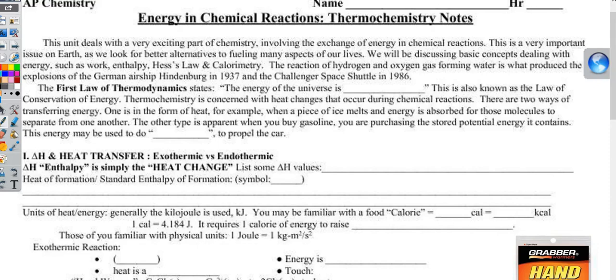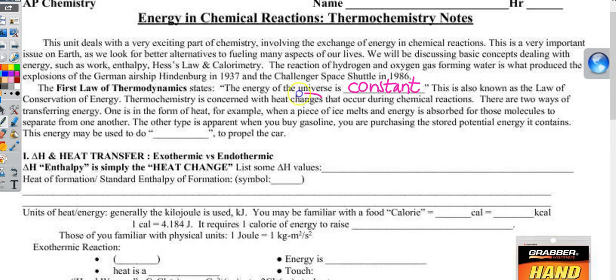So what we're going to start with is, what is this thermodynamics that we're talking about? And there's the first law of thermodynamics. There are actually 3 laws of thermodynamics, but we're only talking about the first law here in this unit. It states that the energy of the universe is constant. It's that simple. The energy of the universe is constant. Energy in is energy out, and nothing is actually lost. This is also known as the law of conservation of energy.